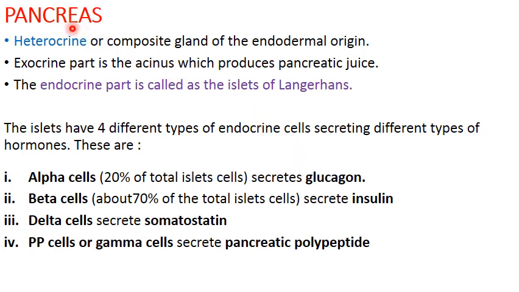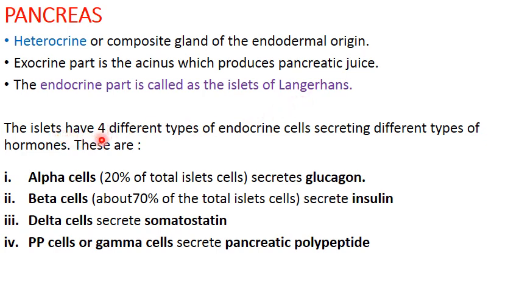Now coming to the next endocrine gland, which you have studied in the elementary canal also, that is the pancreas. The pancreas is a heterocrine gland or a composite gland of endodermal origin. Why do we say it's a heterocrine gland? Because it has both parts, exocrine and endocrine. The exocrine part is the acinus, which produces the pancreatic juice. And the endocrine part is called the islets of Langerhans.